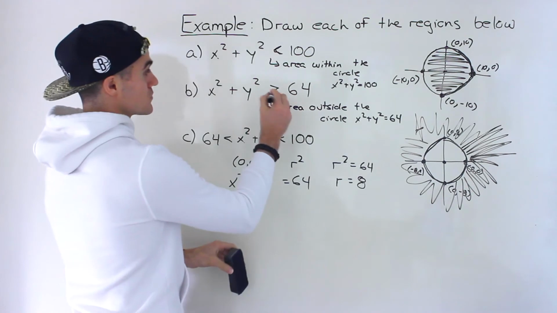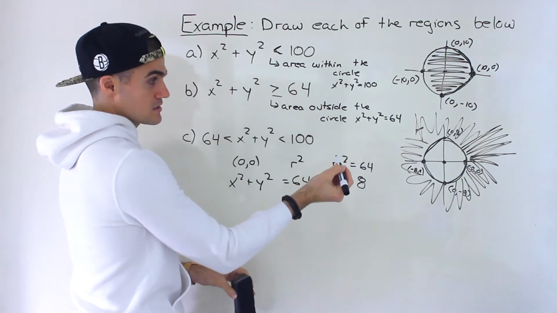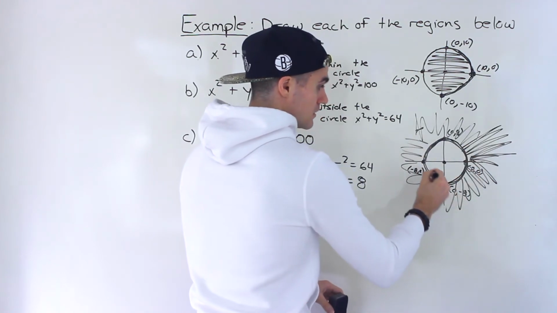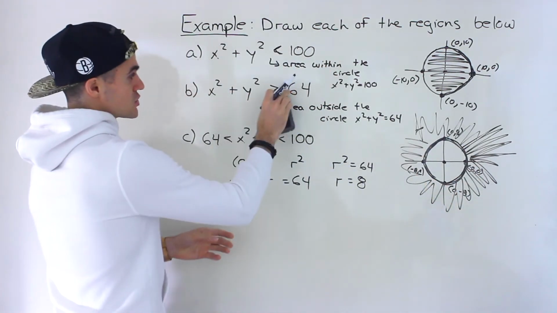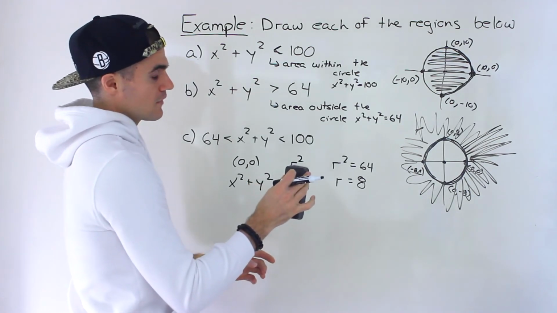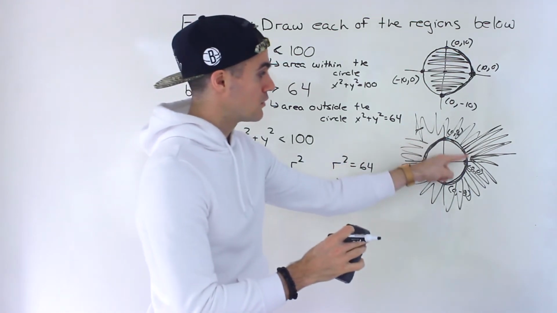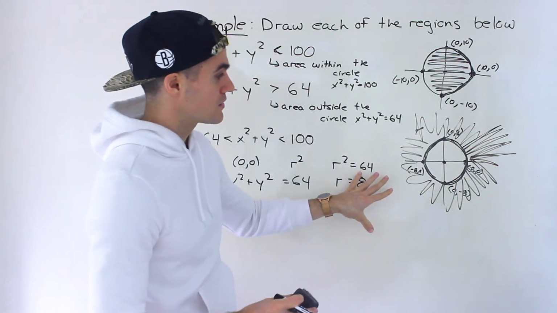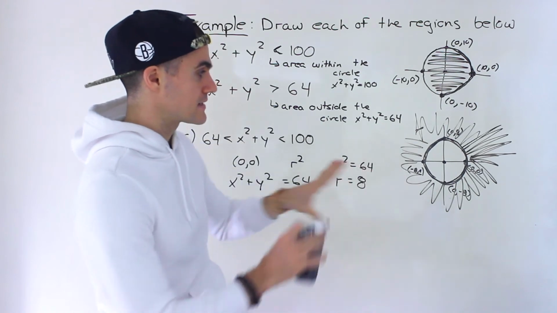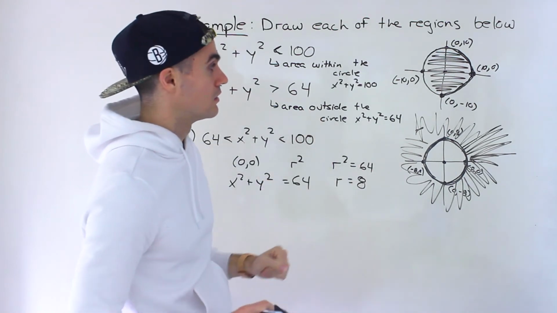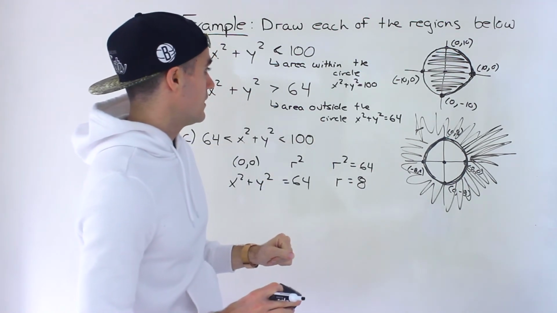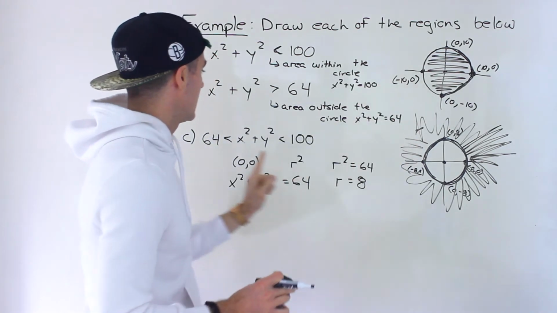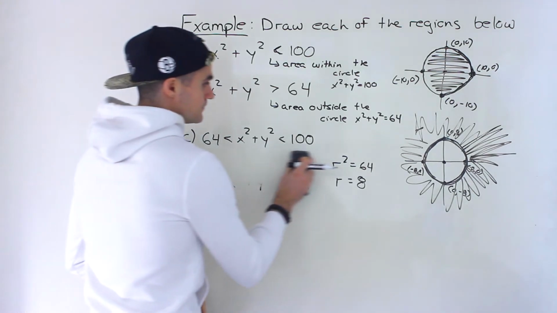If it was x squared plus y squared is greater than or equal to 64, it would be all this area plus all these points, okay? But because it's just greater than 64, then it's not including those points that are on the circle. So it's just the area on the outside of the circle. Again, this area extends infinitely in all directions. Okay, so that's part B. That's part A. What about part C?